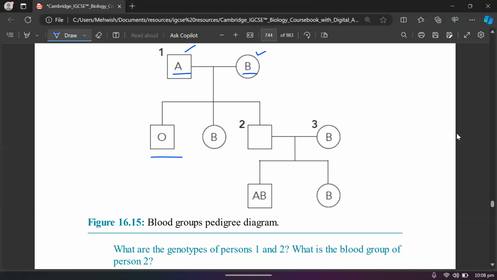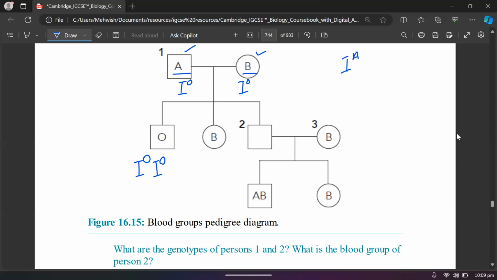When they had children, they had a girl with blood group B and a boy with blood group O. You know that blood group O is expressed by a recessive allele. So blood group O can only express itself when a person has both recessive alleles. This means that both the parents must have had the recessive allele in them. When they produced their gametes, let me show you the genetic diagram here.